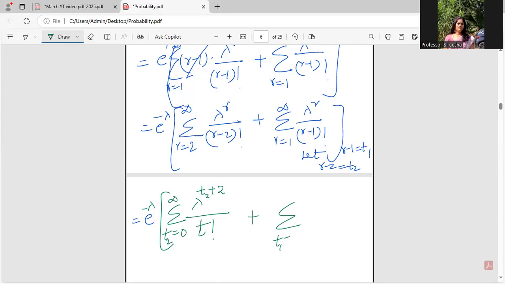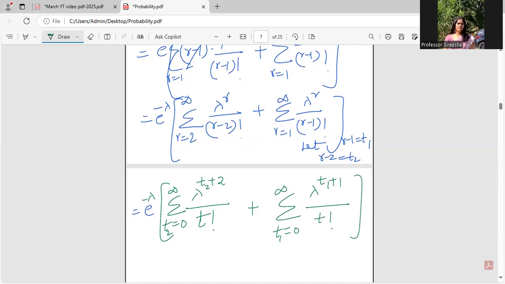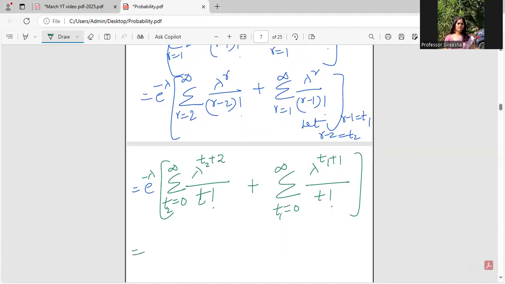Plus this one, this summation ranges from t1 equal to 0 to infinity, lambda power t1 plus 1 by t1 factorial. Now I know what to do, like how I have done previously. So this gets transformed to e power minus lambda times lambda squared e power lambda, plus lambda into e power lambda. This is what? E of X squared, guys. This is the value of E of X squared.